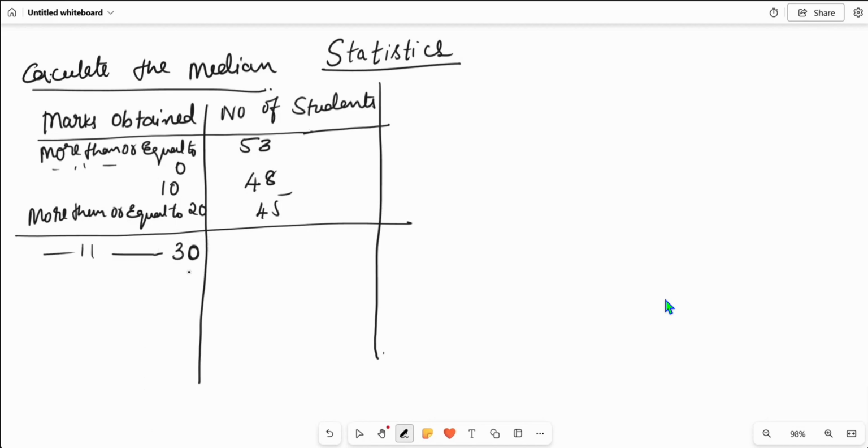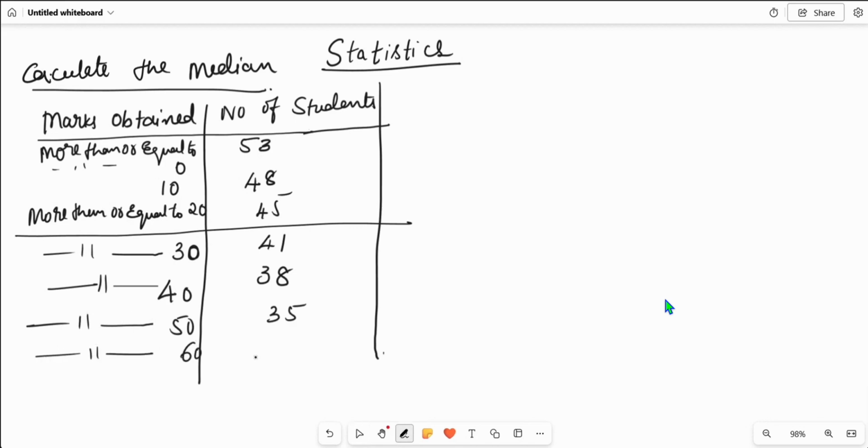Okay, so it is given 41. Then again, more than or equal to 40, it is 38. Next, more than or equal to 50, it is 35. More than or equal to 60, it is 31. Then more than or equal to 70, it is 24. More than or equal to 80, it is 15. And more than or equal to 90, it is 8.